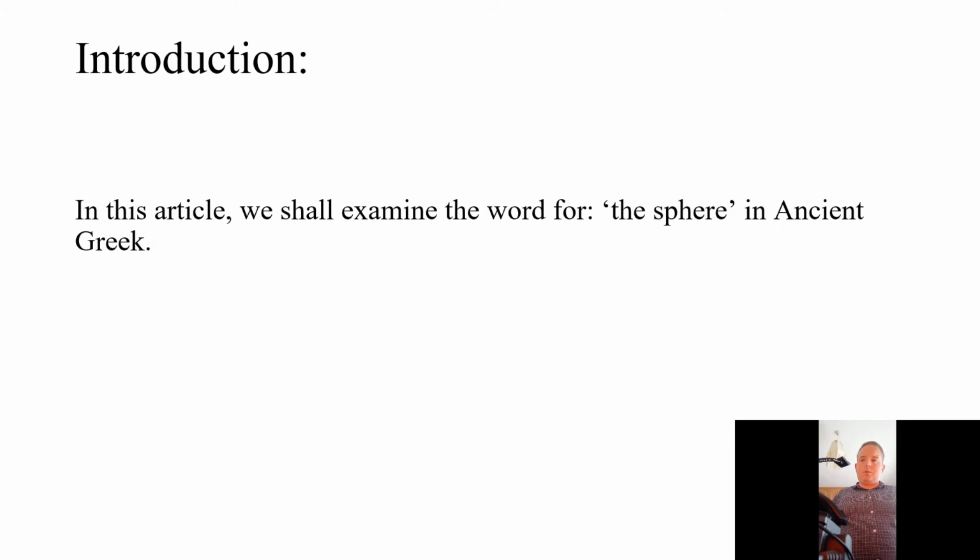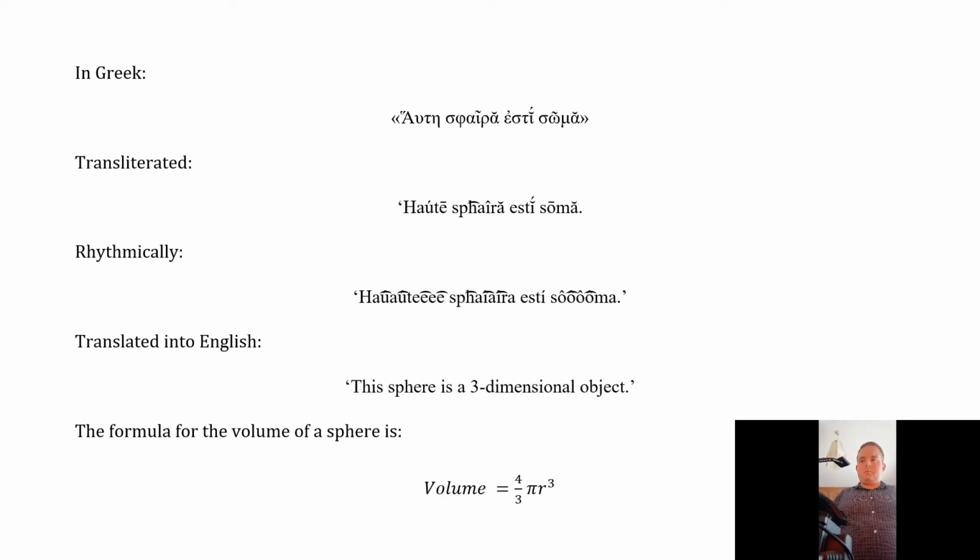Introduction. In this article we shall examine the word for the sphere in ancient Greek. In Greek, "hautē hē sphaira estē sōma," and this, when translated into English, means: this sphere is a three-dimensional object.